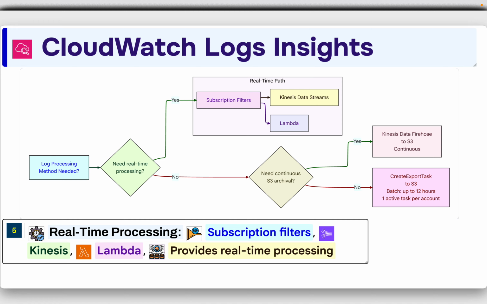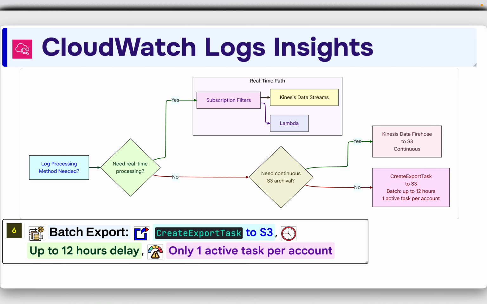For real-time processing, use subscription filters with Kinesis or Lambda, and this provides real-time log processing. Batch export uses create export task to export logs to S3. It has up to 12 hours delay, and only one active task is allowed per account.